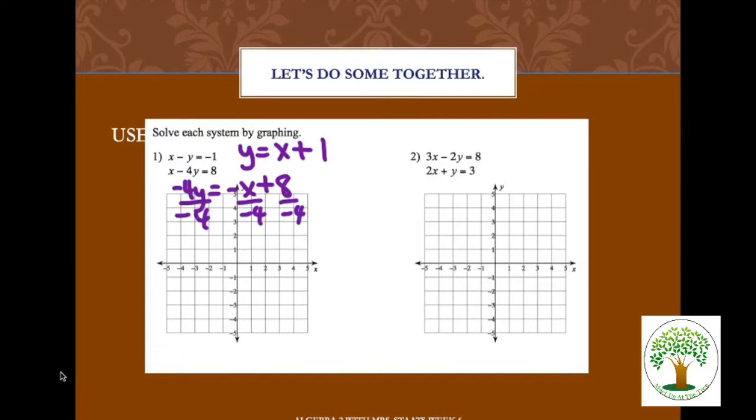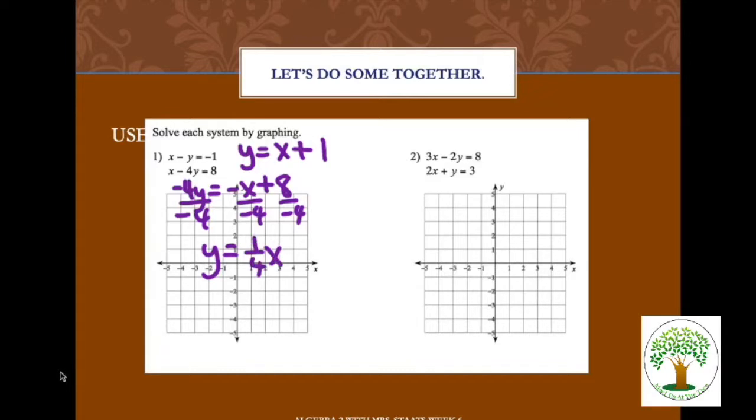And then we'll have y equals x over 4. What does that become? 1/4 x. Excuse me. And then what do we do?